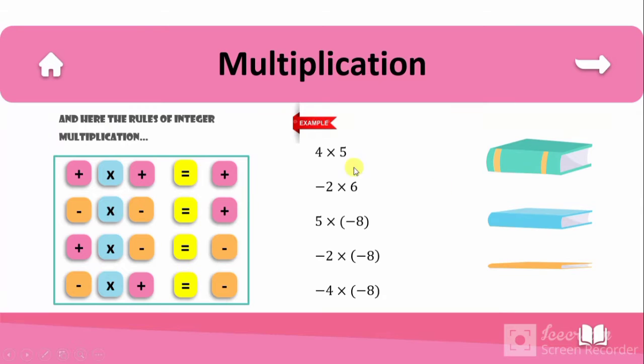And then let's see the results. 4 times 5 is 20. Negative 2 times 6 is negative 12. 5 times negative 8 is negative 40. And then negative 2 times negative 8 is 16. And the last, negative 4 times negative 8 is 32.